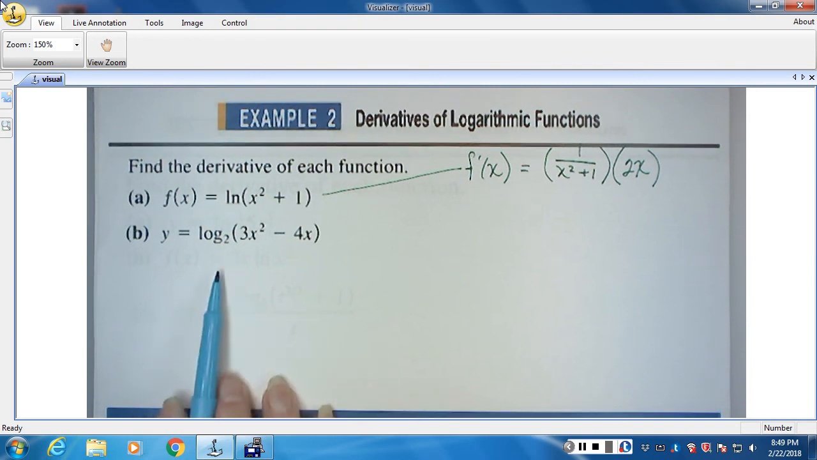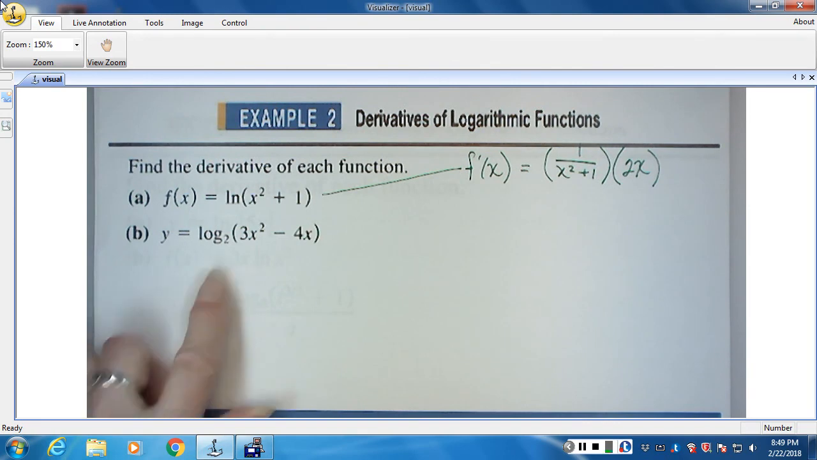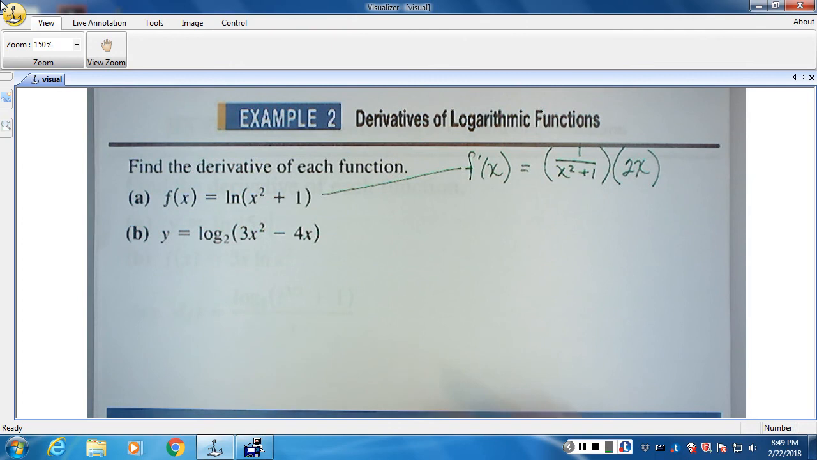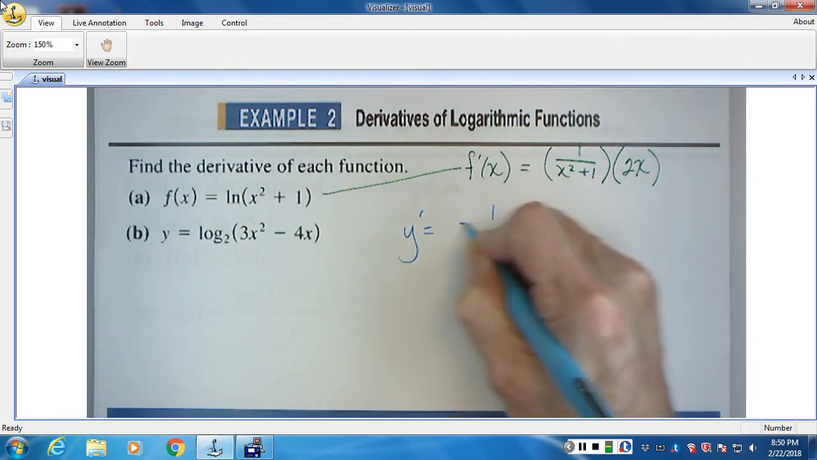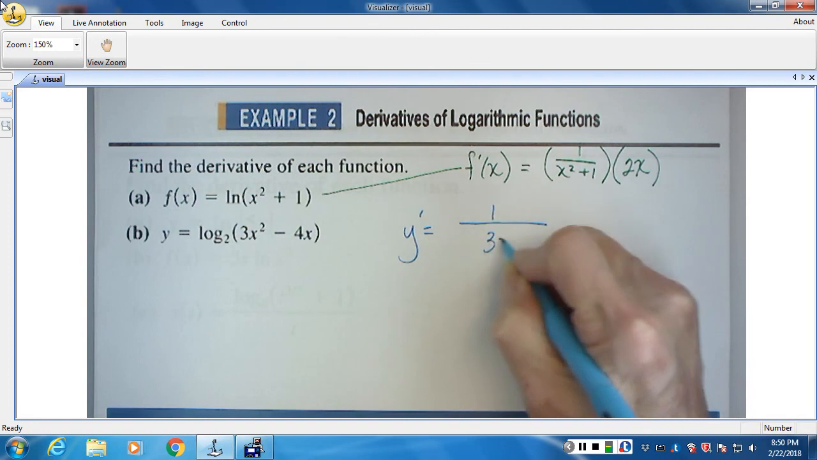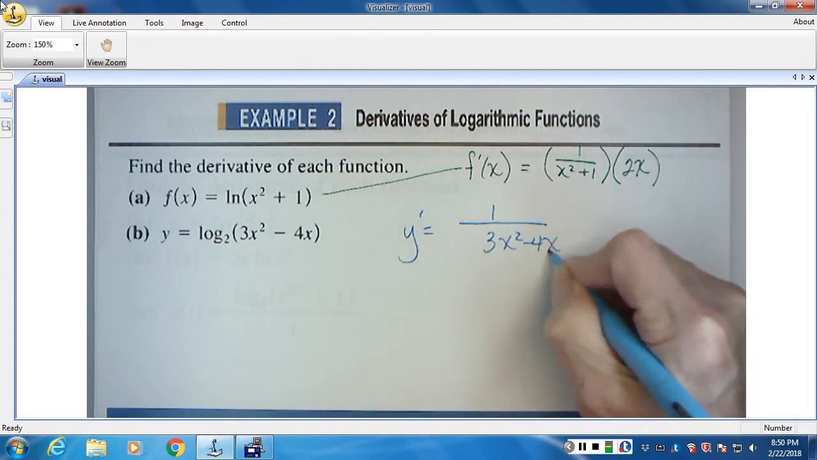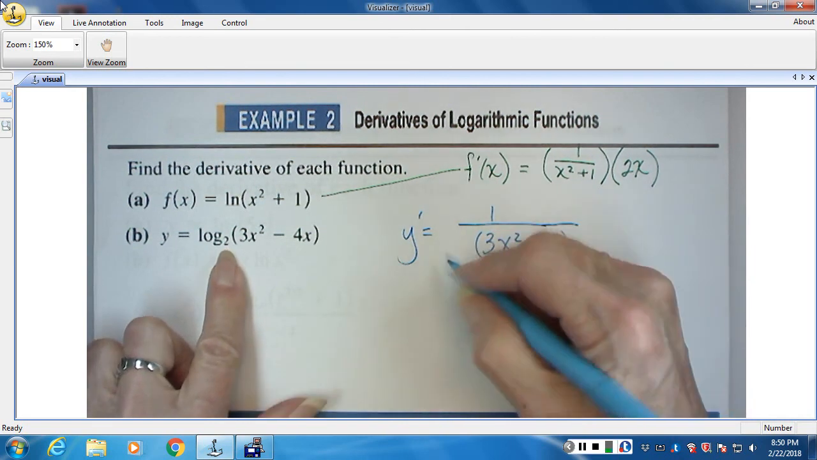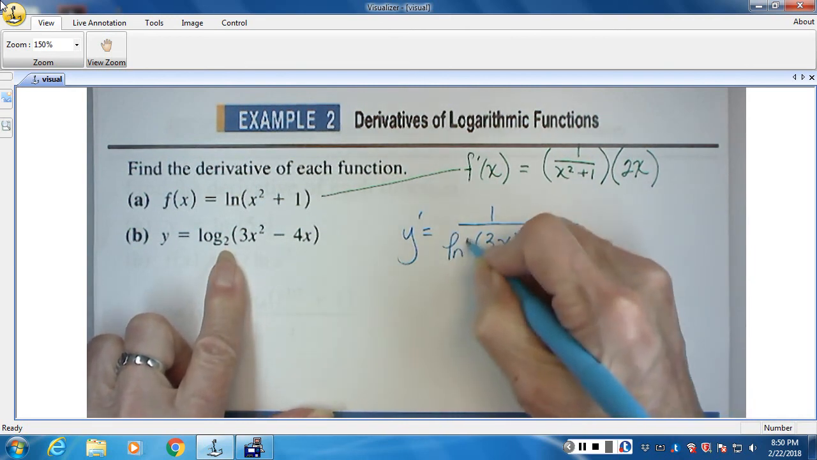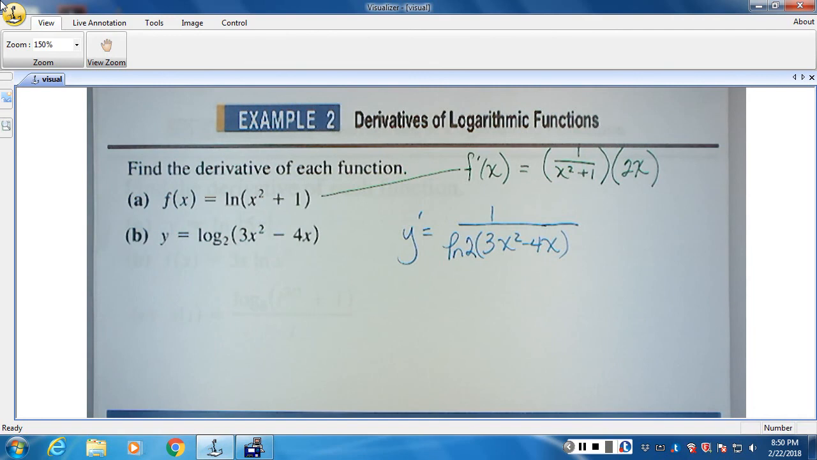Base 2. Some of the examples they use in the book are different bases, but as far as realistic use, they don't work any different. A base 2 logarithm means somewhere in the answer we're going to have to take the natural log of 2. So it's going to be 1 over this. But then down in the denominator with it, you need to take the natural log of 2. And remember, the natural log of 2 is just a number.